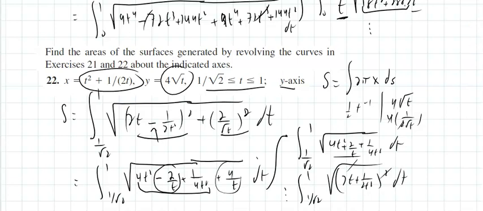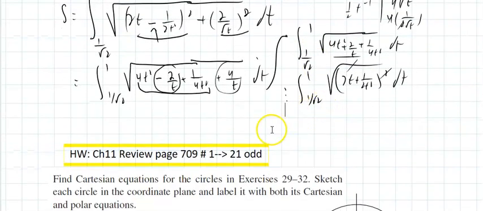So this is the conclusion of the first review that we have to do for this. I'd like you to look at numbers 1 through 21 odd.